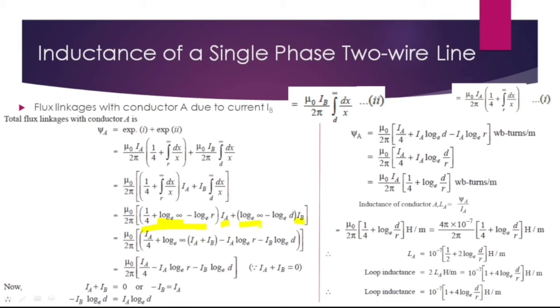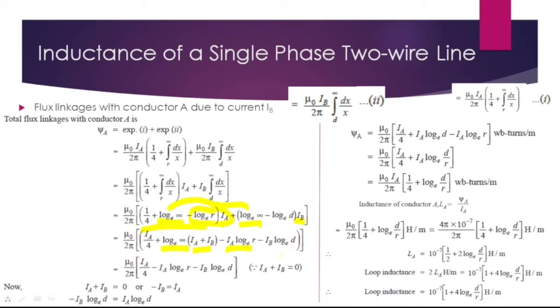What is the common term in these two terms? That is log infinity base e. I am taking log infinity base e as common, and the remaining term is IA plus IB, minus the remaining terms, IA log R base e minus IB log D base e.